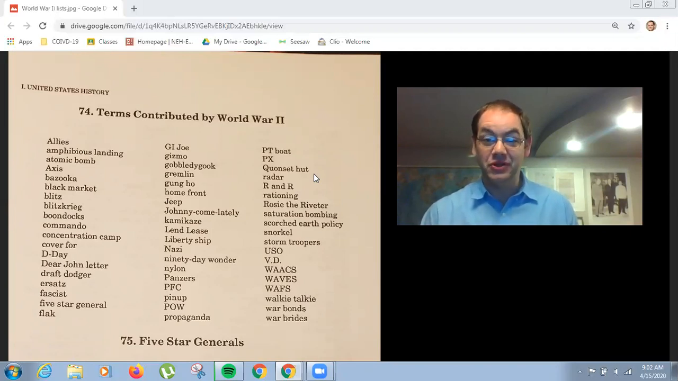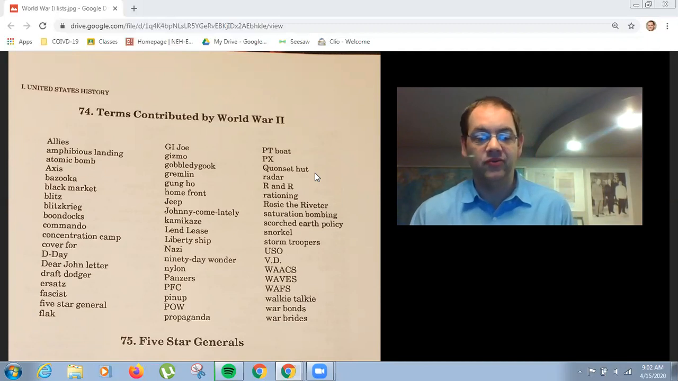The concept of the Liberty ship, right? We also have scorched earth policy, the term used by the Soviet Union as a way to basically burn the area as they're retreating. So you're basically removing any supplies that the soldiers could have, the German soldiers specifically, as they are moving eastward.